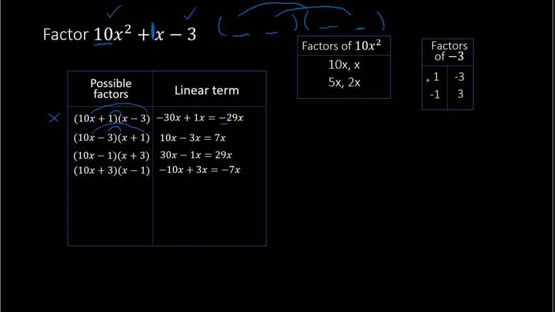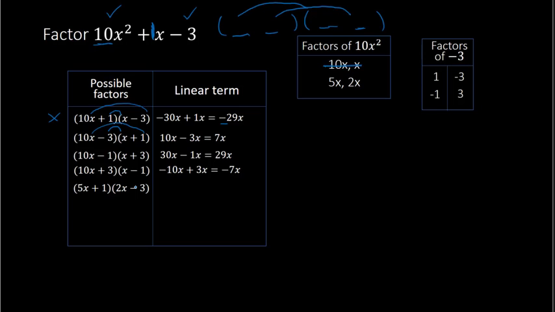So we can now eliminate the possibility of it being a 10x and 1x. We tried all the combinations. So now we need to try 5x and 2x. We can plug a 5x and 2x in for the first terms, and then try the 1 and negative 3.